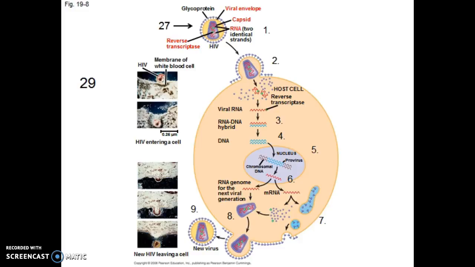Welcome back. In class we left off by looking at this image, and we did number 27 together, which is asking you to label the parts of the HIV virus, which is right here. The viral envelope is the coating that surrounds the viral genome, and keep in mind the capsid encloses the DNA, or in this case RNA, and we also have some reverse transcriptase in HIV.